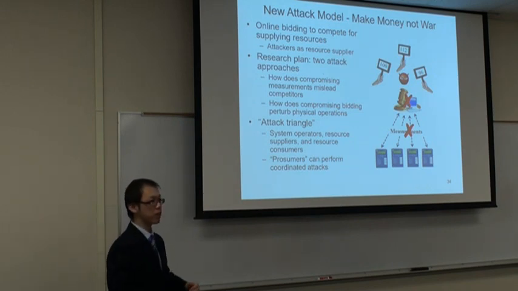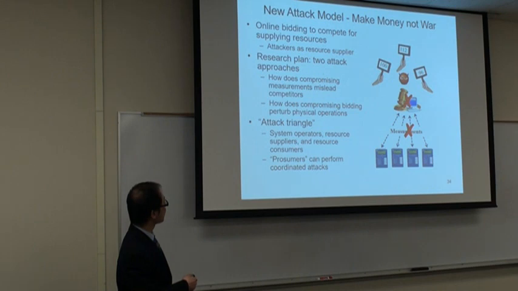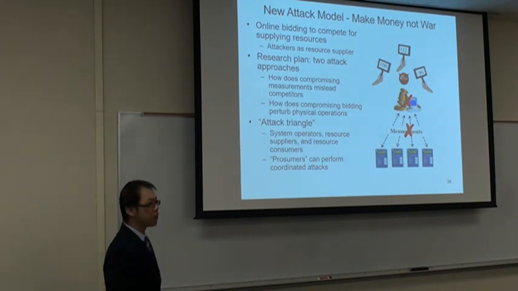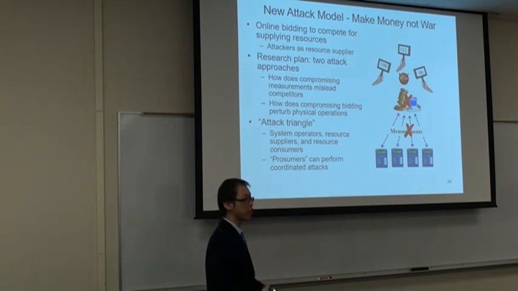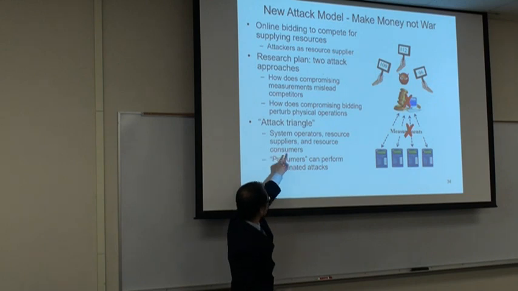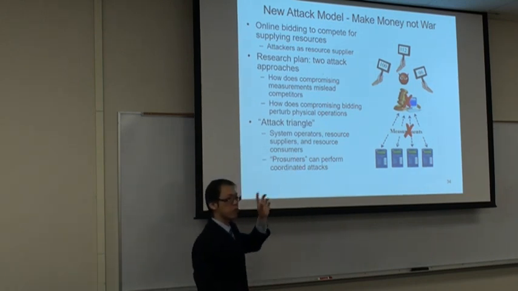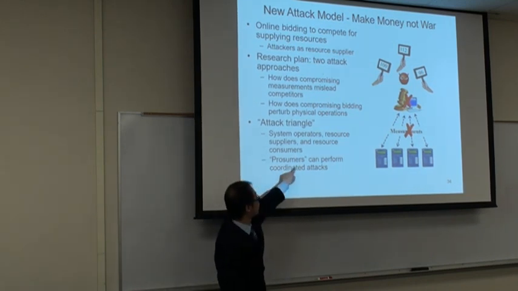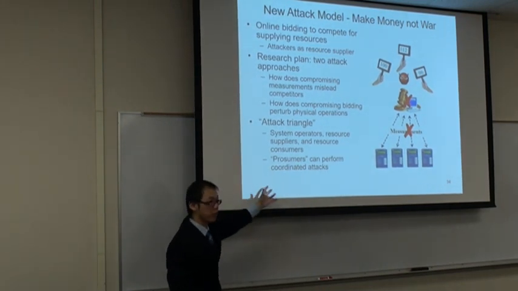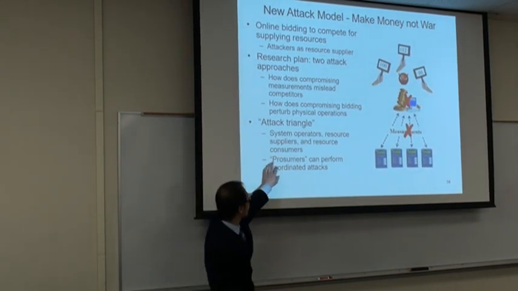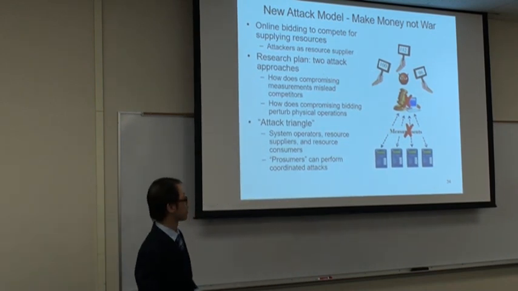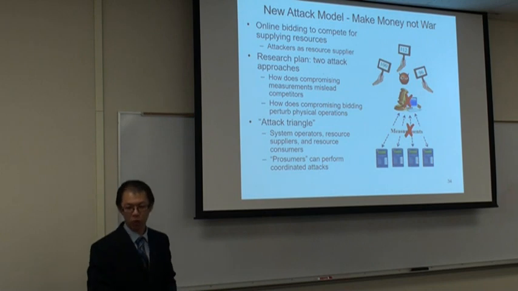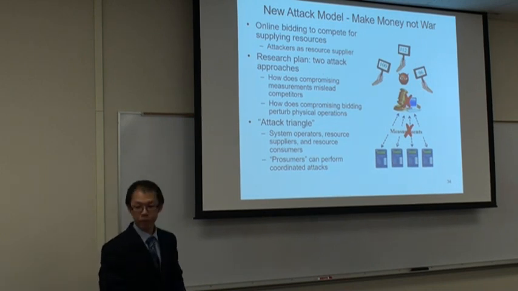What makes this complicated is that in this case they have an attack triangle. They usually involve three entities: the system operator, resource suppliers, and resource consumers. In today's smart grid environment, because of renewable energy generation, the resource supplier and resource consumer can sometimes become the same entity. That's where the word prosumers was created. If attackers can become one of the prosumers, that can complicate the research problem. Really challenging, but interesting to talk about.